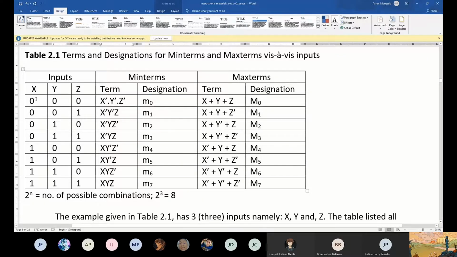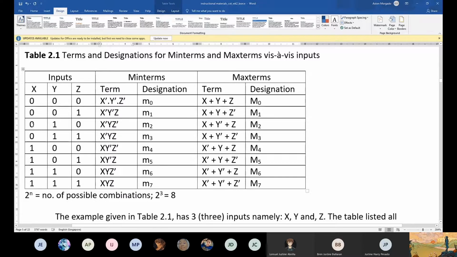Okay? So, since our input is 0, 0, 0, it means x prime times y prime times z prime. How about here? 0, 0, 1. So, x is 0, so it is represented by x prime. Y is 0, represented by y prime, and z is 1, so it is represented by z. So for a min term, if the input is 1, the literal is unprimed. Again, if the input is 0, you have prime here. If it is 1, unprimed. So that's why it's just simply equal to z, because z is 1.